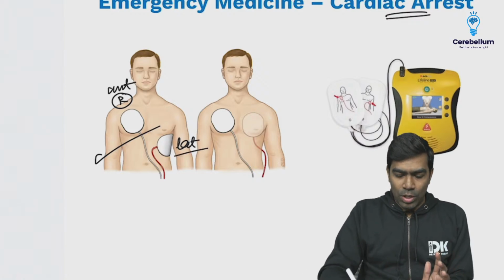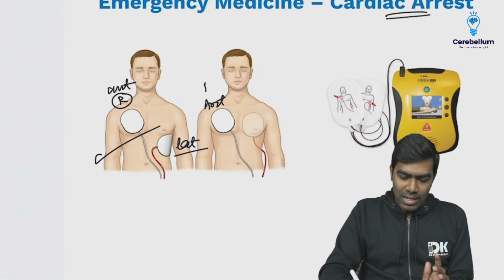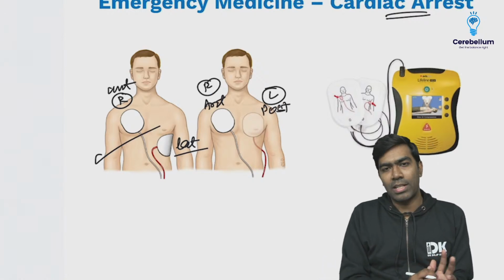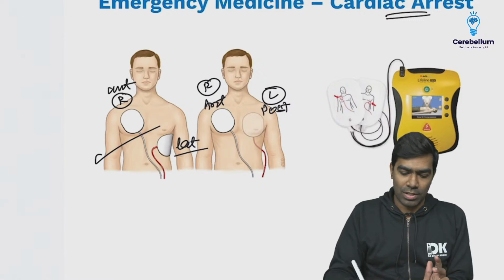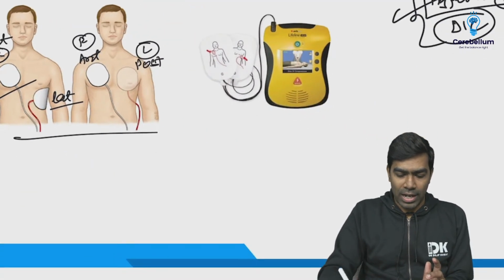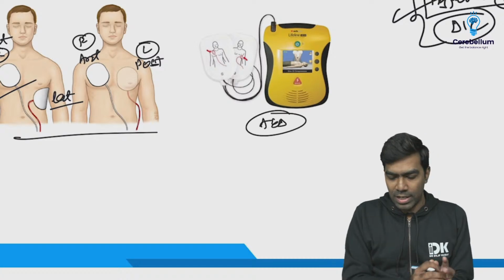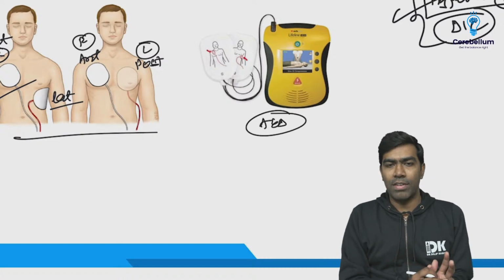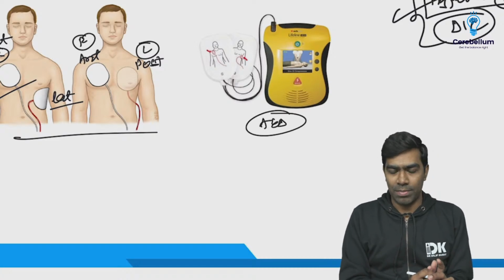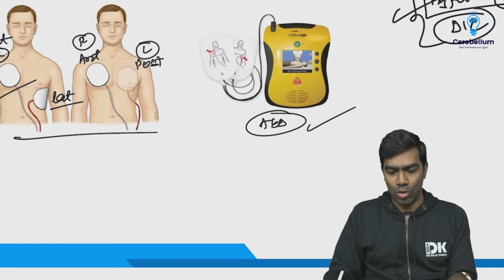Then you can also place the paddles in the right anterior and left posterior. Okay, right anterior, left posterior. This is also another important paddle position. So this is how you place the paddles. And on the right side, it's a very common question asked in exams, that is the automated external defibrillator. That is what is asked in exams. So you need to know the AED device also.